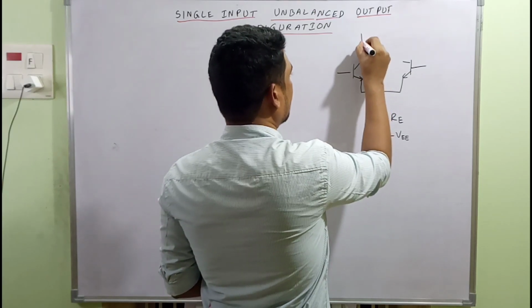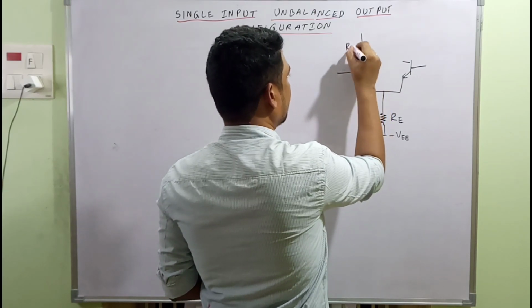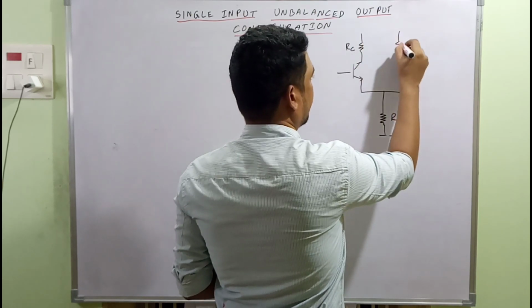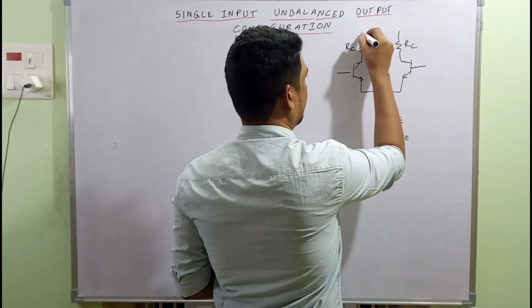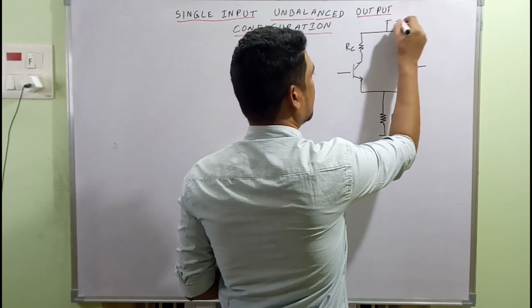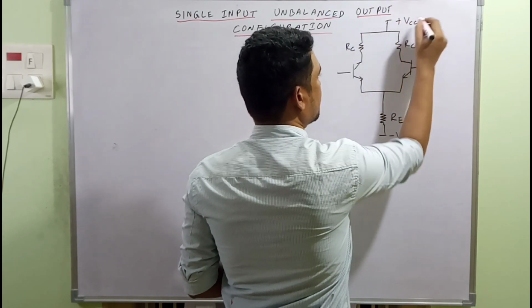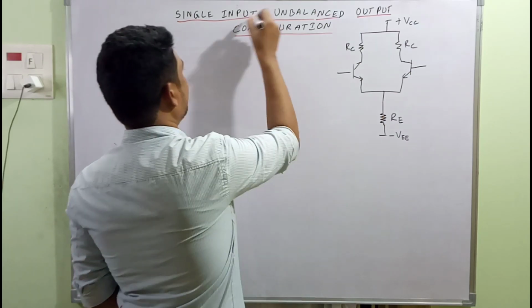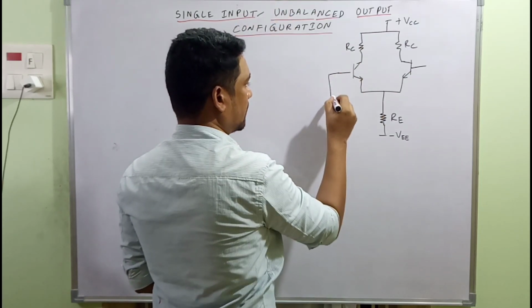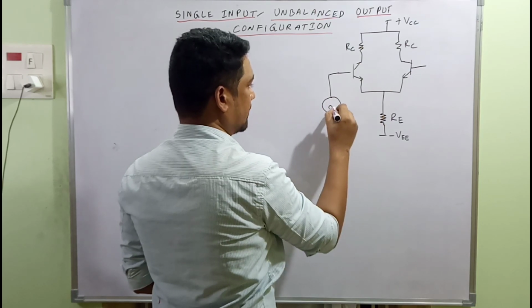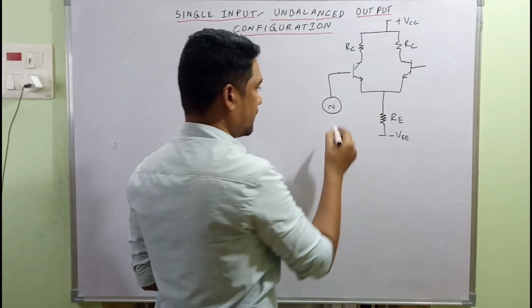Here, RC to the collector and another RC to the collector. It's perfectly connected to a plus VCC over here, and the name itself says single input. So what do I mean by that? It's only one input we have, unlike dual input, single input with only one input.